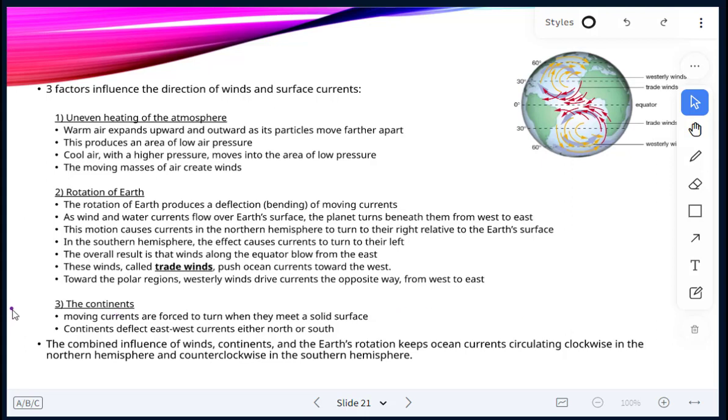The third factor is continents. Moving currents are forced to turn whenever they meet a solid surface or a continent. So these continents will deflect east-west currents either north or south. So it's the combined influence of winds, continents, and the Earth's rotation that keeps ocean currents circulating clockwise in the northern hemisphere and counterclockwise in the southern hemisphere. So again, shown by those red and orange arrows.